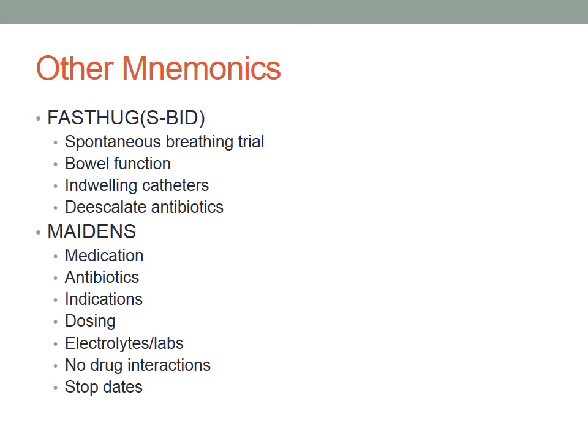While we have just detailed the many different parts of FASTHUGs, there are a few other mnemonics. FASTHUG's BID adds in spontaneous breathing trials, consideration of bowel function or bowel regimens, indwelling catheters, and de-escalation of antibiotics. Another mnemonic, MAIDENS, gives a special focus to pharmacist duties, and while it's not necessarily ICU specific, it's a reminder of the assessments we should be making on our patients each day.